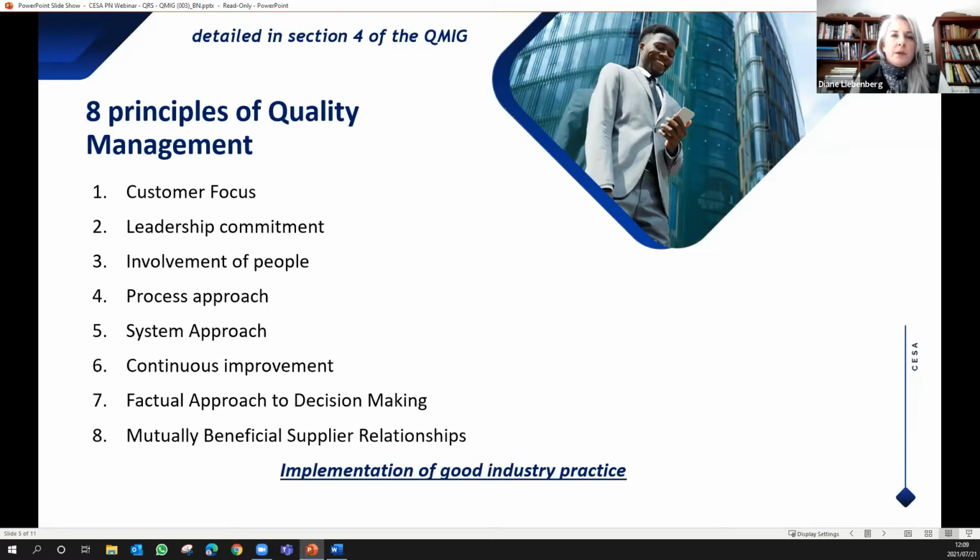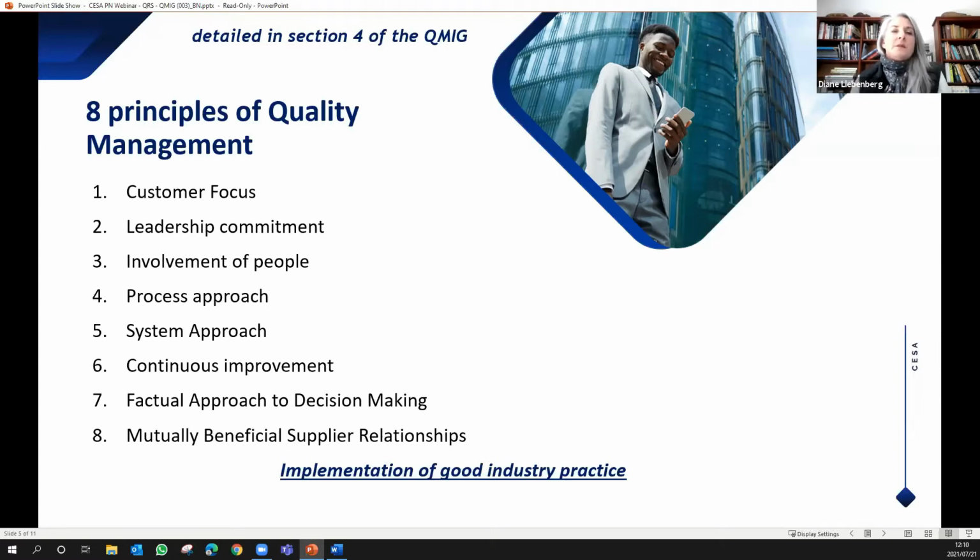The second principle is leadership commitment, and this is a big one. Quality must be driven by management. I've seen it so often in organizations. If there's no management buy-in, the quality system will fail. So managers must take a proactive approach to quality management, and they must lead by example. Managers need to ensure the system is planned and developed effectively. They also need to take accountability for the ultimate success or the failure of the quality system.